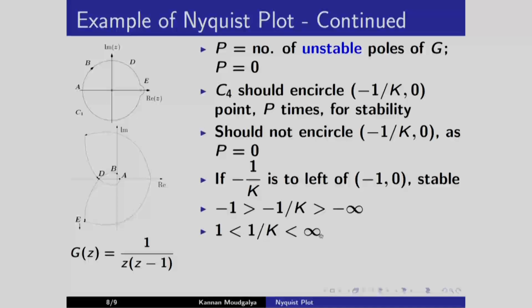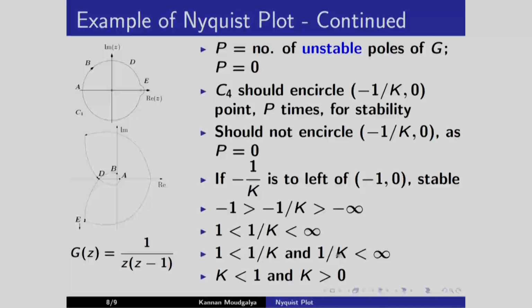I get this condition. I will split this as 1 less than 1 by k and 1 by k less than infinity. So the first condition says k is less than 1, and the second condition gives k greater than 0, or I get 1 greater than k greater than 0 from here. So this is the condition you have to remember. For stability, k has to lie between 0 and 1.